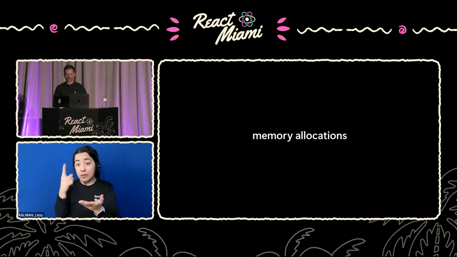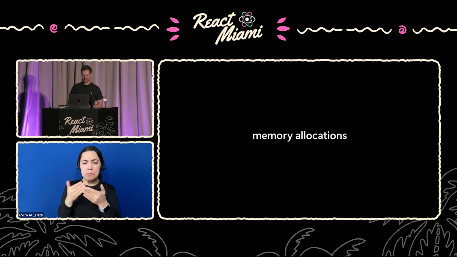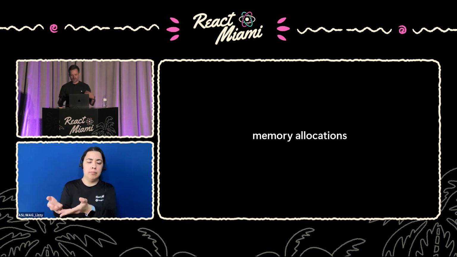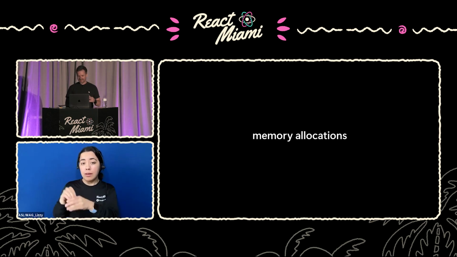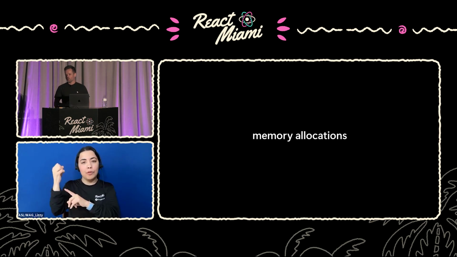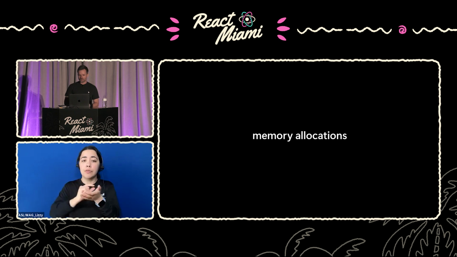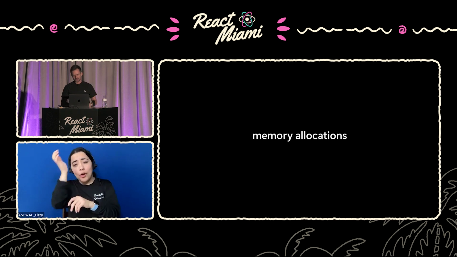JavaScript doesn't really care what framework allocated garbage. So every time you create an object, array, or a function in JavaScript, that's a memory allocation. And every allocation is essentially work for the garbage collector. One allocation is cheap, but they add up.